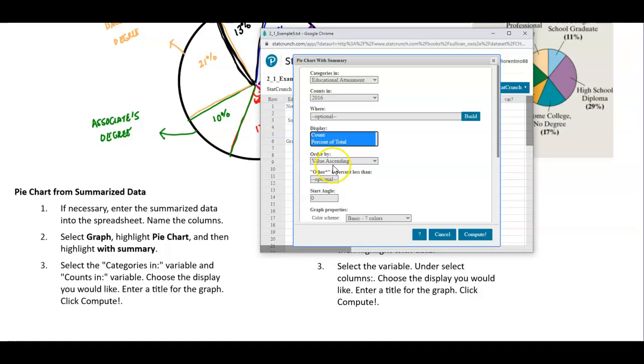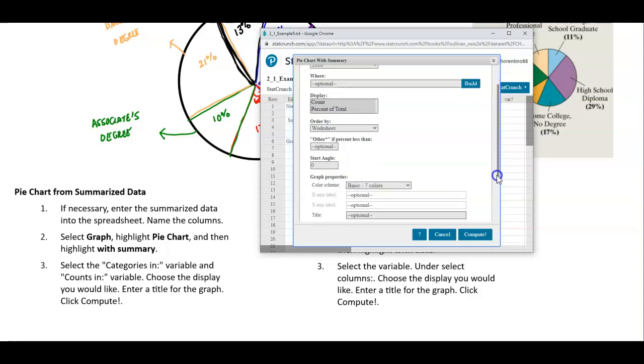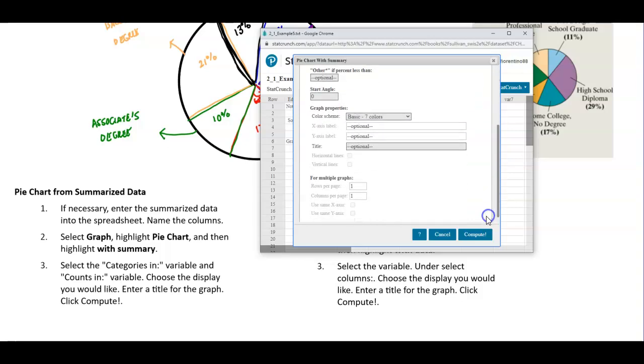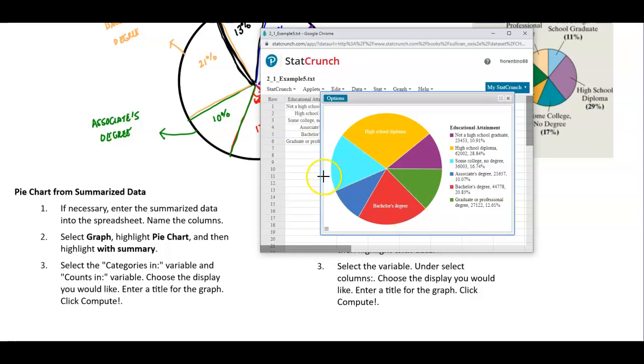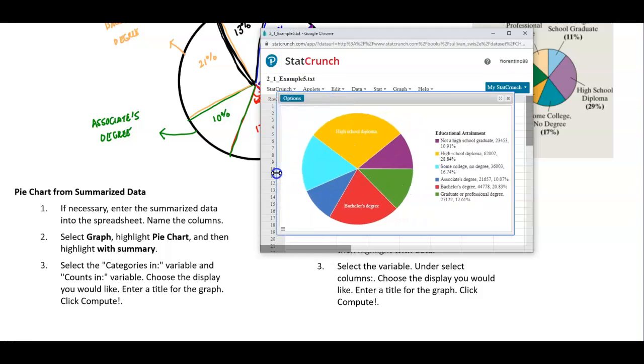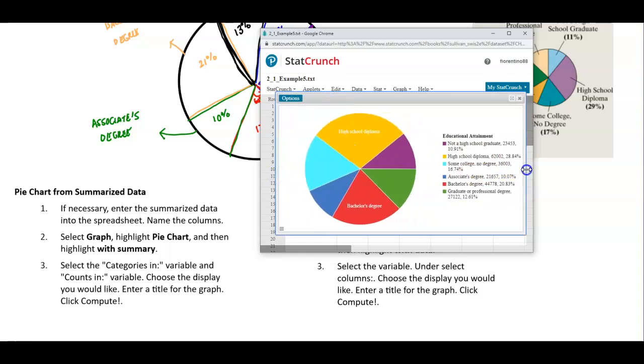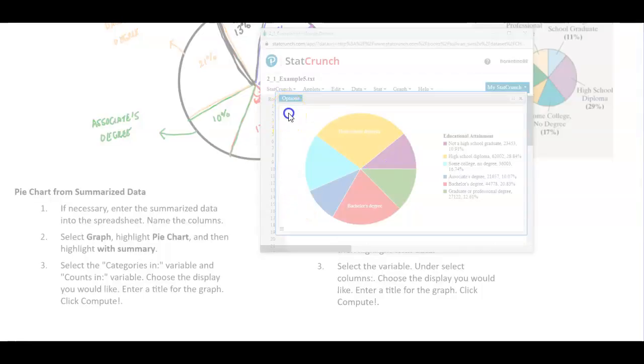Okay, and then we're going to make sure that we have it as a worksheet. All right, so therefore there is our information. And now let's go ahead and then select compute. So here is our graph. I'm going to go ahead and copy this graph so that we have a better picture of this. And so here is our graph.